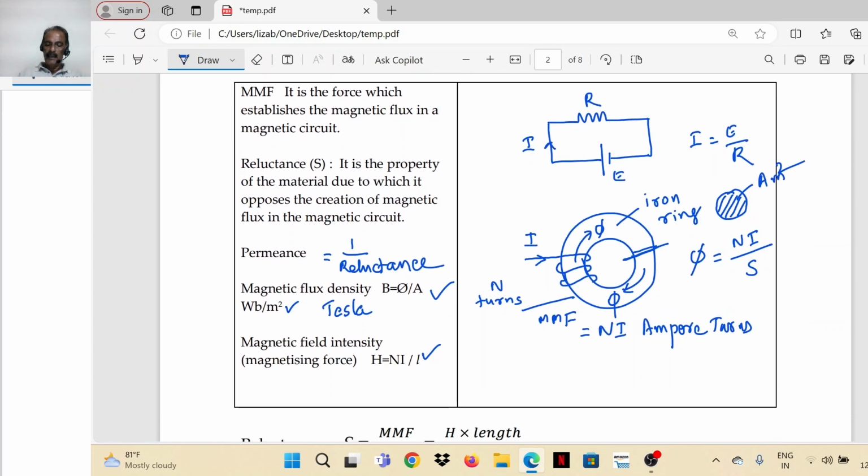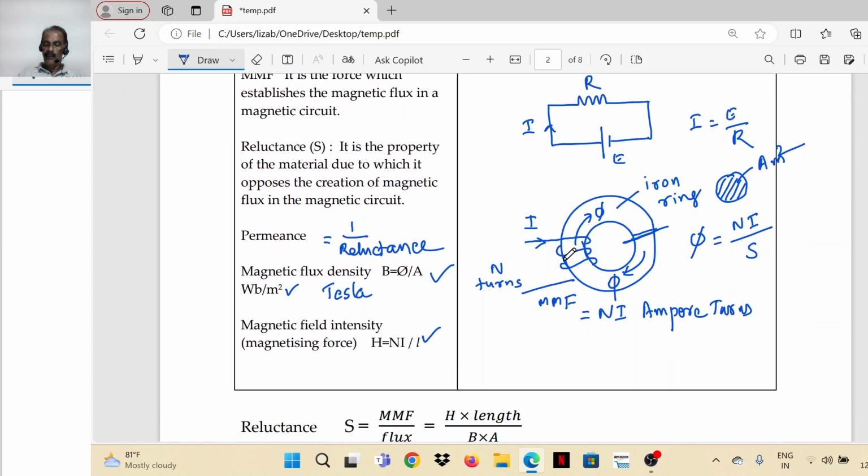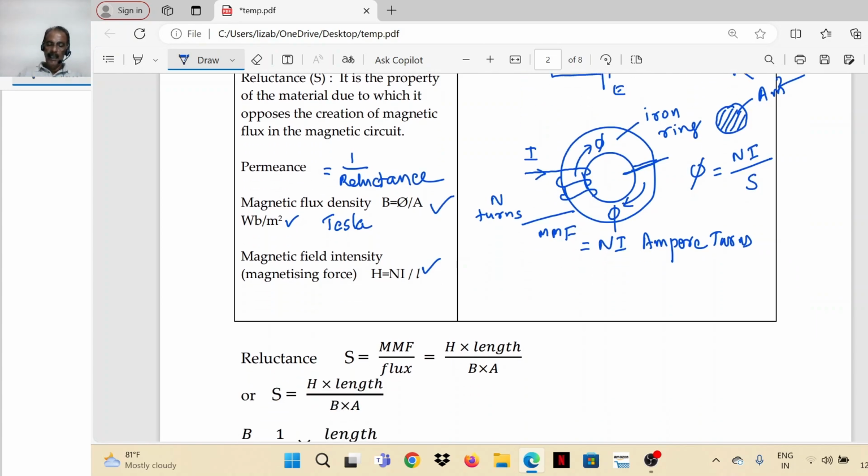So in the magnetic circuit, there is a magnetomotive force which is Ni ampere turns. A property of the core is reluctance, which is analogous to resistance in electric circuits. The flux set up in the core is equal to the magnetomotive force divided by the reluctance of the core. Then permeance is the reciprocal of reluctance. 1 by reluctance is permeance.